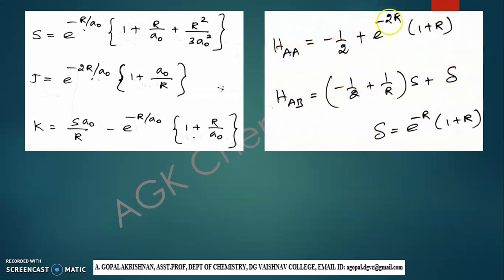So HAA depends on R. Suppose R is very, very large, say R is infinite. If I put R is infinite, e power minus infinity is 0. Therefore, the entire term becomes 0. Then HAA is equal to minus 1 by 2 atomic units. You know very well, energy of minus 1 by 2 corresponds to the hydrogen atom. So when the internuclear distance is very large, that means when the hydrogen atom and H plus ion are too far away, when there is no interaction between these two, then the energy of the system is equal to the energy of the hydrogen atom.